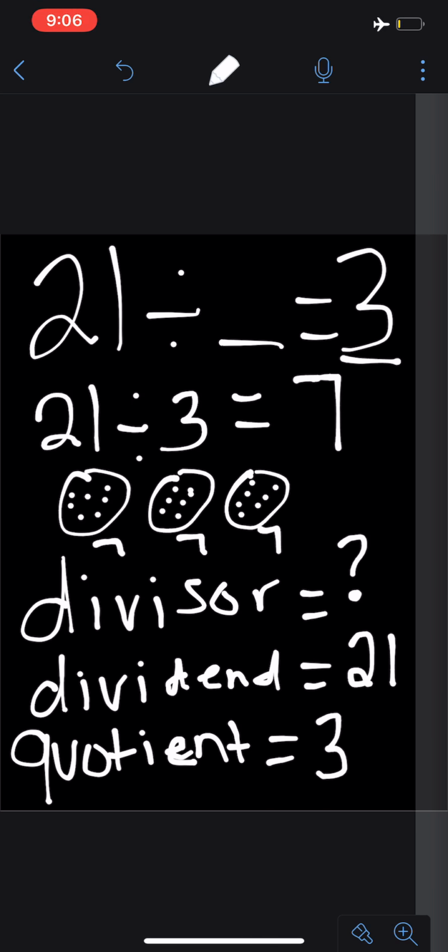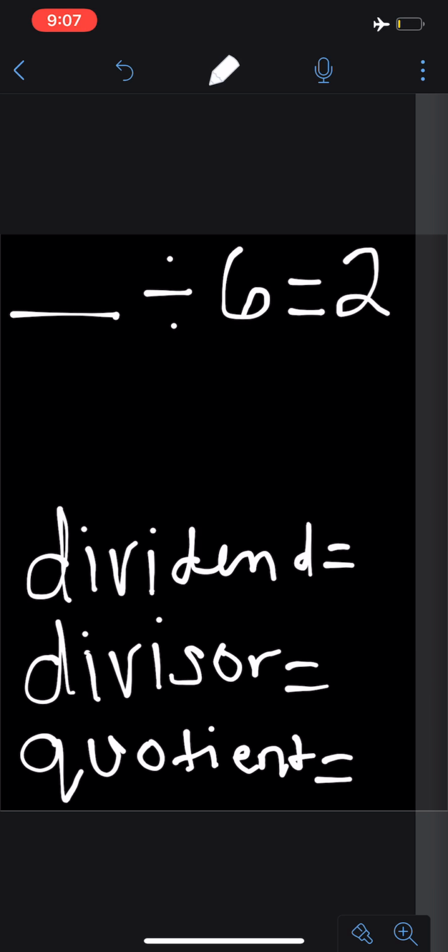Because I know my fact families, I know that if 21 divided by 3 equals 7, then 21 divided by 7 equals 3. So when I have a divisor that is missing, I take my quotient and I divide my dividend by the quotient. So 21 divided by 3 equals 7. So I knew 21 divided by 7 equals 3.